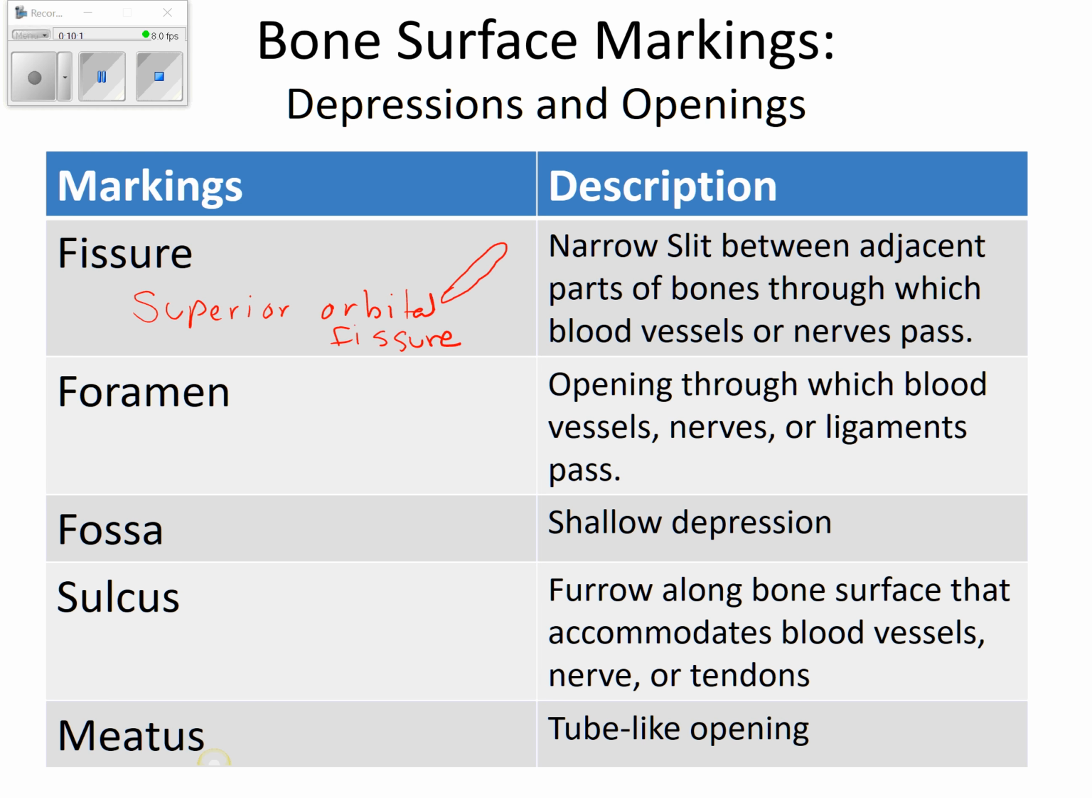Next, you have the foramen. A foramen is also an opening, but it's a circular opening through which blood vessels, nerves, or ligaments pass. Some of the main ones we're going to talk about are the foramen magnum, the mental foramen, the supraorbital foramen, and there's also an infraorbital foramen.